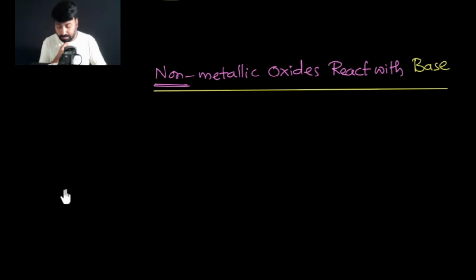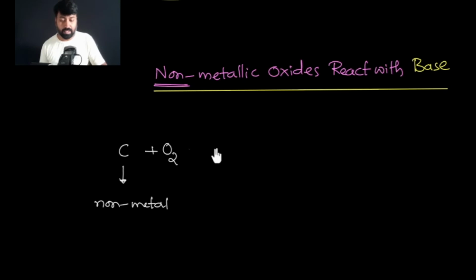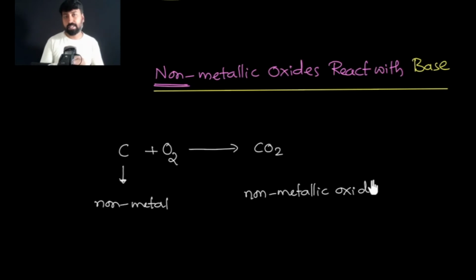Assume that I have some non-metal like carbon. Everyone knows that carbon is a non-metal. Let me write here: carbon is a non-metal, right? And this is reacting with oxygen, O2, and forming carbon dioxide, CO2, and this is known as a non-metallic oxide. This is what I am explaining here, the formation of non-metallic oxides.